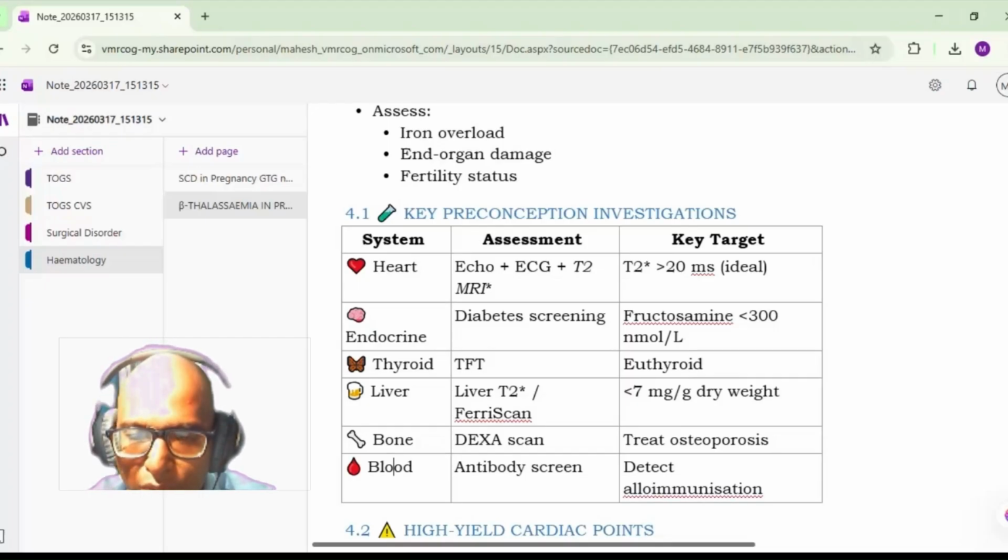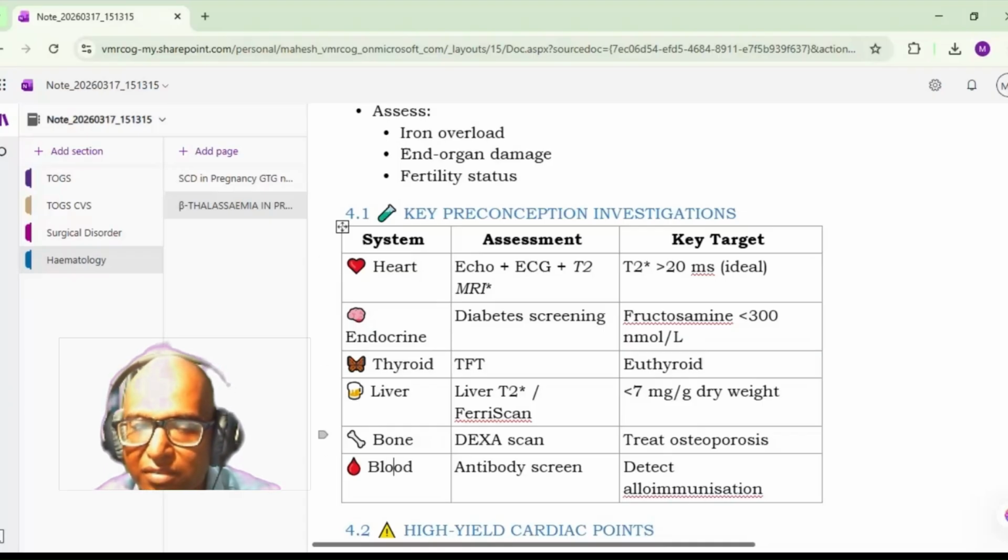Thyroid function, the patient should be euthyroid. Then liver, here also we need to look for the deposition of iron. There is a special FerriScan or liver T2 scan. The ideal level should be less than 7 milligram per gram dry weight. So normal it should be less than 7 milligram per gram dry weight of the liver. That is normal and does not suggest iron overload, while T2 more than 20 ms is normal. Here less than 7 milligram per gram is normal, and here more than 20 ms is ideal, or normal.